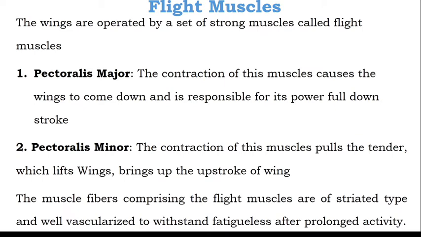The contraction of these muscles pulls the tendon, which lifts the wings and brings about the upstroke of the wings. Pectoralis minor is the upstroke. Pectoralis major is the downstroke. The muscle fibers comprising the flight muscles are of striated type one and well vascularized to withstand fatigue after prolonged activity, that is, in the flying activity.